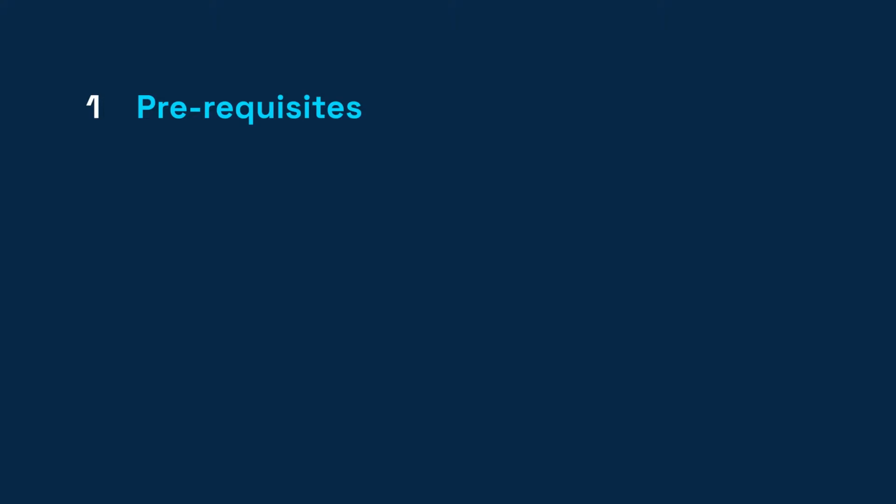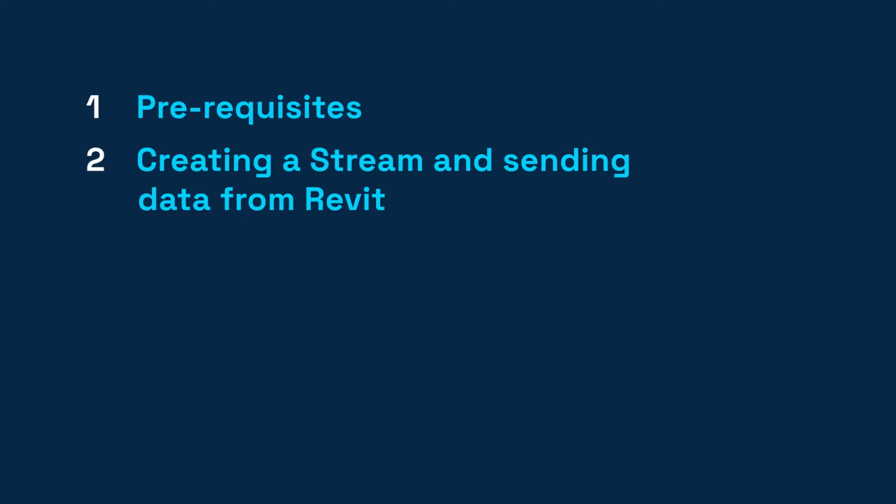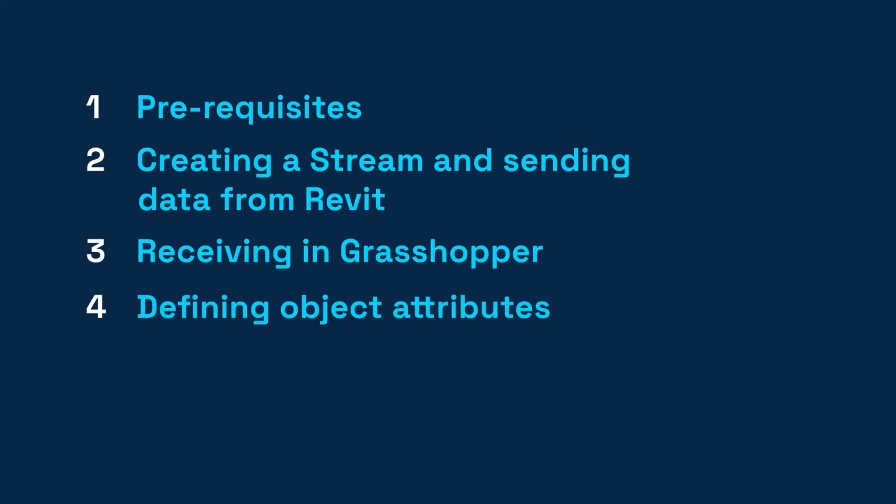In the first step we're going to start with the requirements to follow this tutorial. In the second step we're going to create a Speckle stream and send some data from Revit. In the third step we're going to receive that data in Grasshopper and then we're going to play with that data and define some object attributes in Rhino. And finally, we're going to color our geometry by its Revit properties, such as its type, its level, and its category, etc. So let's get started.